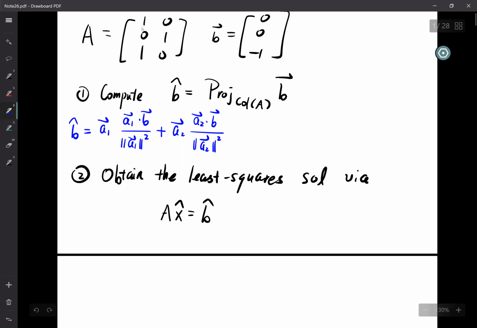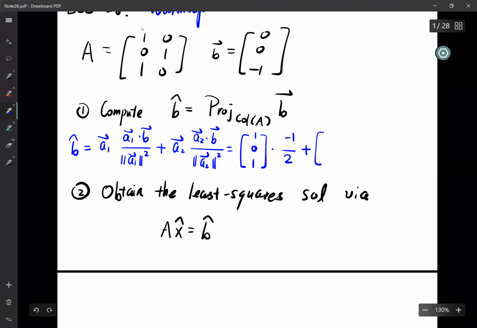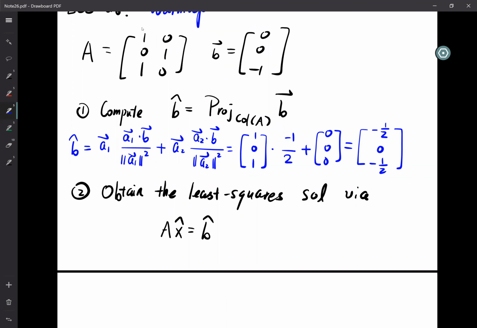So how do we compute? We just literally do the dot. The first one is (1, 0, 1). A1 dot B is -1, so this is -1. A1 squared, 1 plus 1, is 2. And then for A2 dot B, this is 0 because it's orthogonal, so I just directly put a 0 vector here. And this is (-1/2, 0, -1/2). Any question?